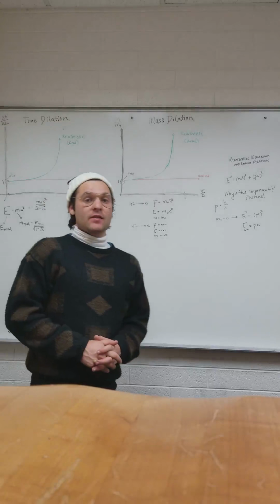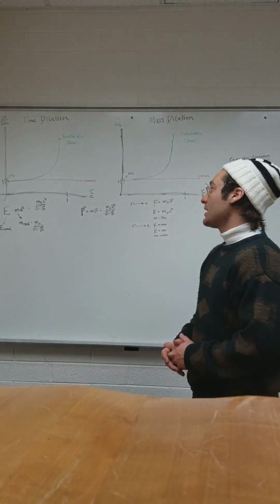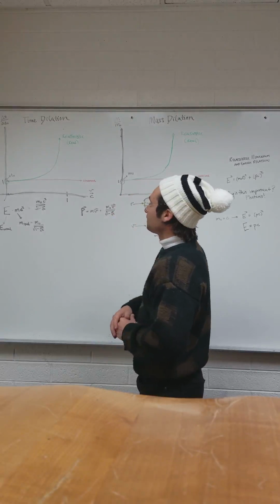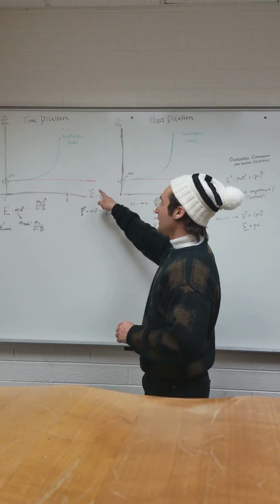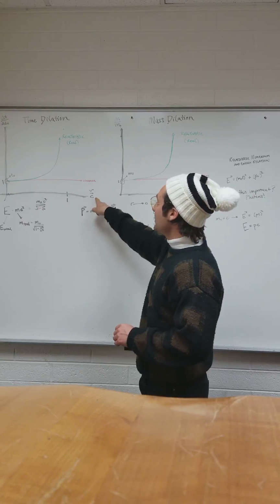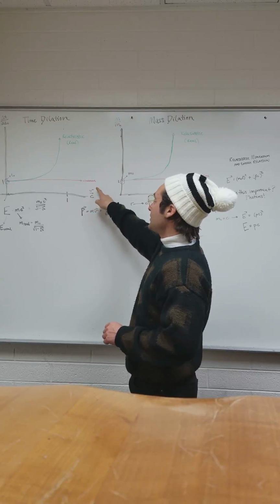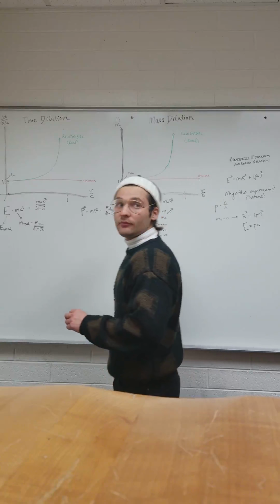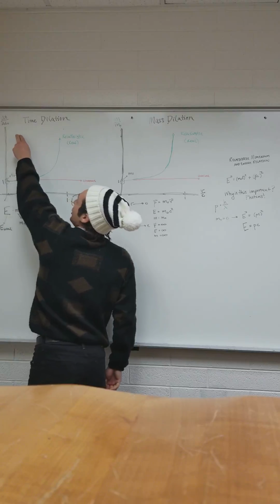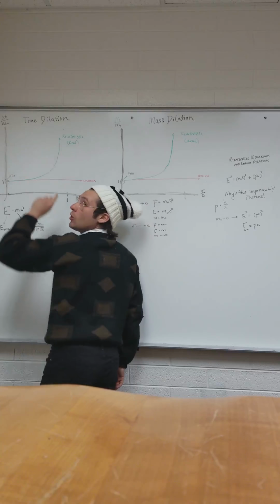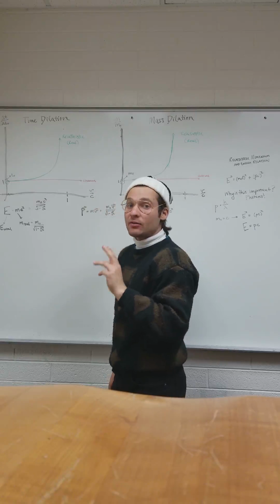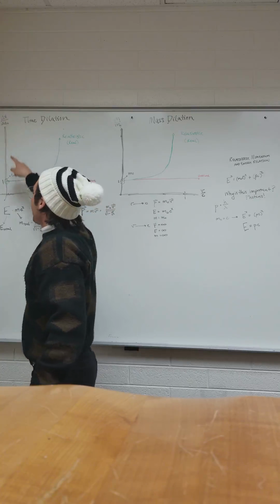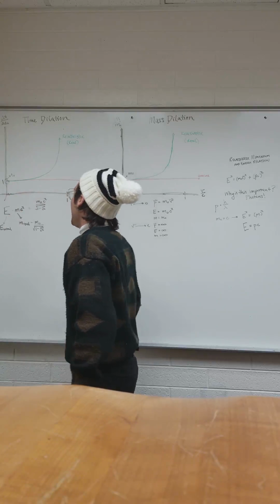To begin, I'd like to cover some principles about relativity using this time dilation graph. The x-axis here is velocity over the speed of light, which means as our velocity approaches the speed of light, we get 1. Here we have the change of actual time over the change of time at rest. And when the actual time is the time at rest, we have 1.